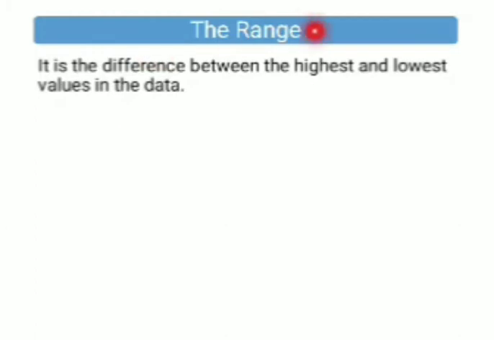Now, the range. The range is the simplest of all the measures of dispersion. It is the difference between the highest and the lowest values in the data. Its simplicity, notwithstanding, has a major setback. It's not an efficient measure of dispersion about the measure of central tendency. The reason being that it is possible for two different distributions to have the same range, where their variabilities about the center of the data will be different.